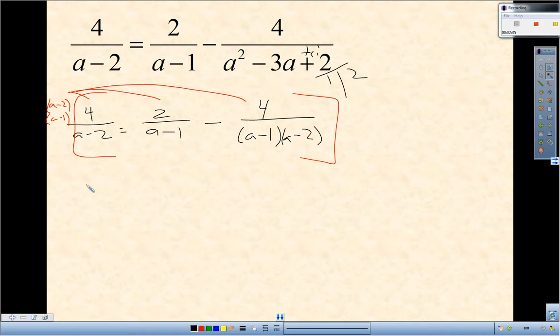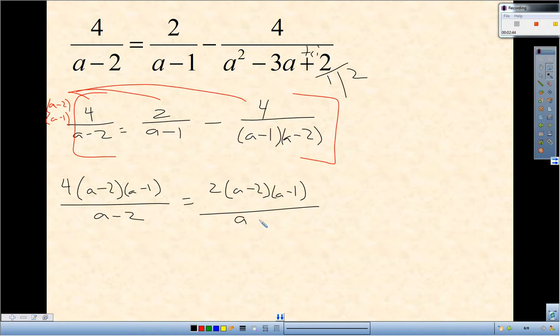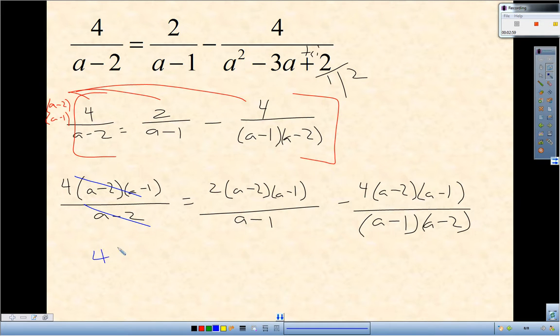So what I'm going to have here is 4 times a minus 2 times a minus 1 over a minus 2 equals 2 times a minus 2 times a minus 1 over a minus 1 minus 4 times a minus 2 times a minus 1 over a minus 1 times a minus 2. Now it looks really horrific, but look what will cross out. My factors a minus 2 cross out in the first one, so that leaves me 4 times a minus 1. The middle fraction, the a minus 1's cross out, so that leaves me 2 times a minus 2. And thankfully in the last one, everything crosses out except for that 4.